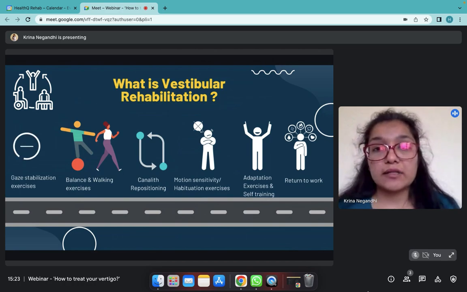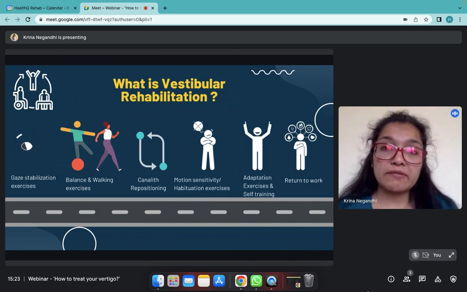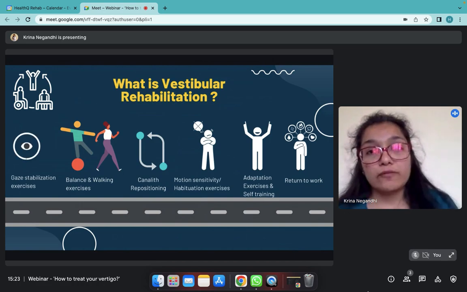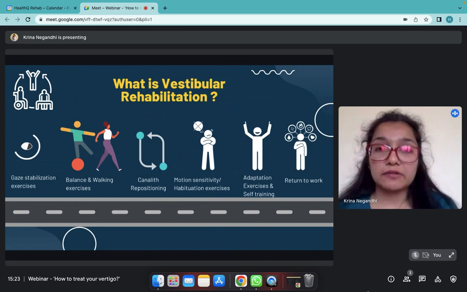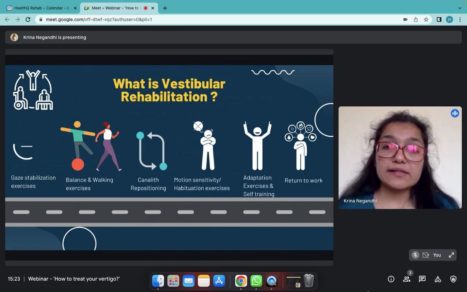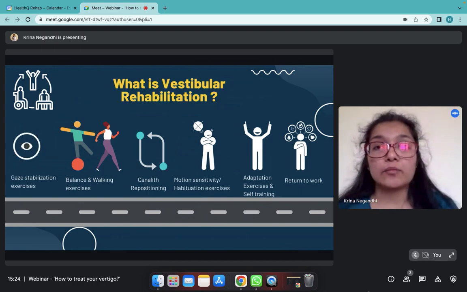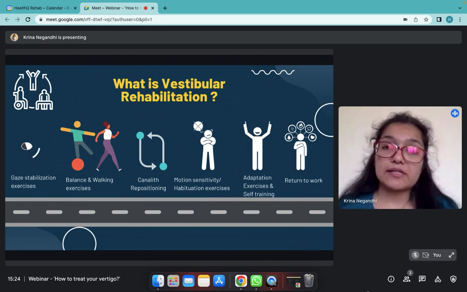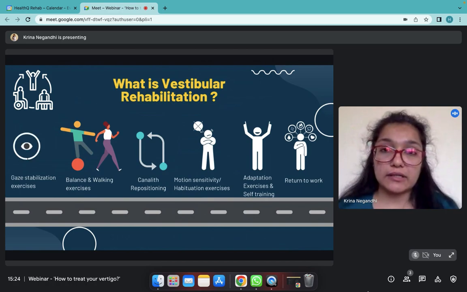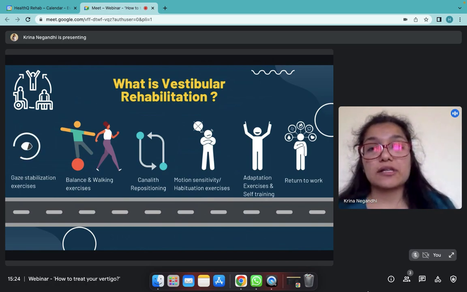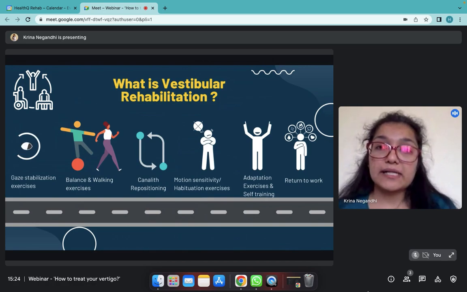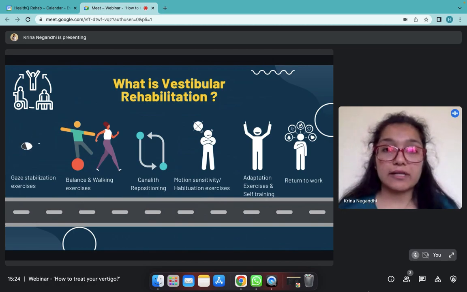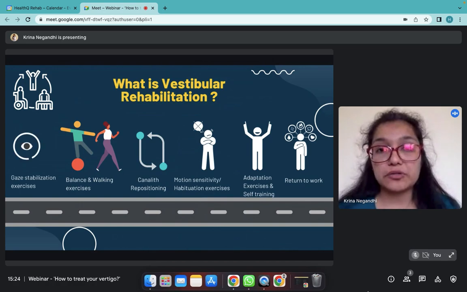If the patient has positional vertigo, that is BPPV, canalith repositioning is a crucial and important part of vestibular rehabilitation to treat the vertigo patient. There are several techniques of canalith repositioning for the anterior semicircular canal, posterior semicircular canal, and lateral semicircular canal. The posterior semicircular canal is the most commonly affected part of the vestibular system. Hence, Epley's maneuver and Semont's maneuver are available and the patient can be treated.